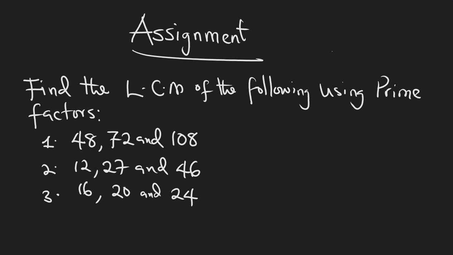Alright, before going, I have an assignment for you here. Try and solve this. Find the lowest or the least common multiple of the following using prime factors. The first one is 48, 72, and 108. Number two is 12, 27, and 46. Then the last one is 16, 20, and 24. Try it. If you are confused, you can check back the videos. Keep on trying. Keep on practicing. Remember that practice makes perfect.